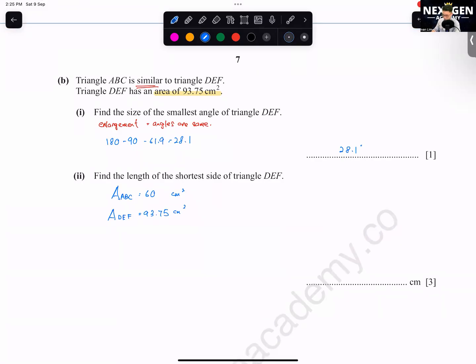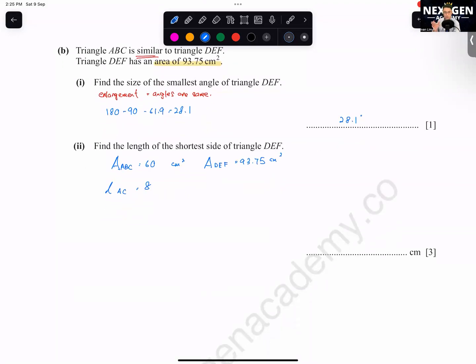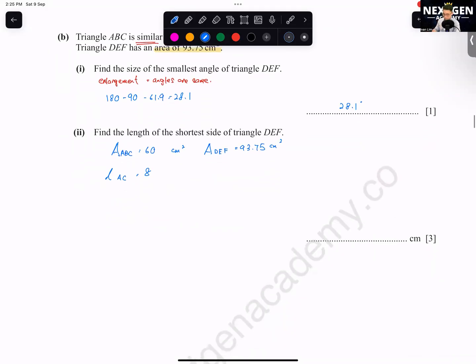Then the length, maybe I put side by side will be nicer. The length for this AC is equals to 8. So how do I do similarity when I want to convert from length and area? Remember the formula that I taught you all? Length 1 over length 2 equals to area 1 over area 2. Then at the area here, you will put a square root to it. Always stick with this formula here.